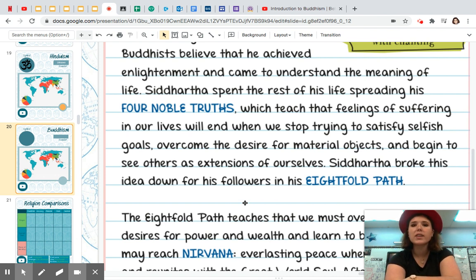Siddhartha spent the rest of his life spreading his Four Noble Truths, which teach that feelings of suffering in our lives will end when we stop trying to satisfy selfish goals, overcome our desire for material objects, and begin to see others as extensions of ourselves. Siddhartha broke this idea down for his followers in his Eightfold Path.